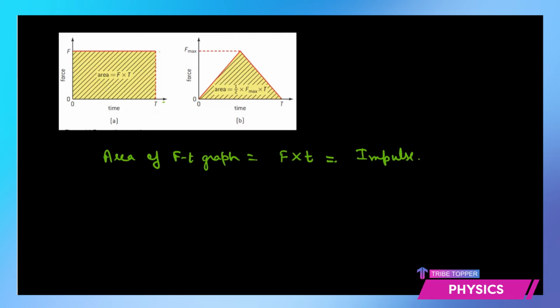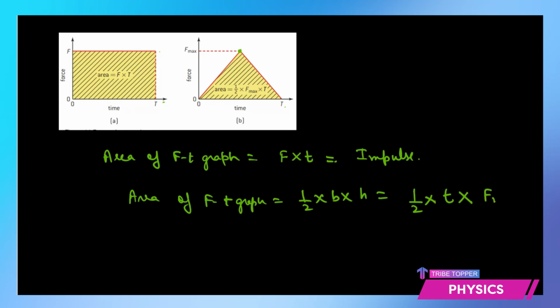Now the second graph is a variable force. The force first increases and then starts decreasing. In this case also, if you find the area of the F-t graph, you will get half into base into height. Half into base is the time, and F max is the force that acts for that time t. So that also gives you the impulse. Let's have a look at an example based on finding the impulse from a graph.